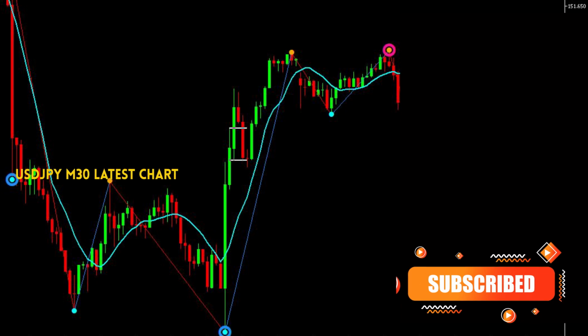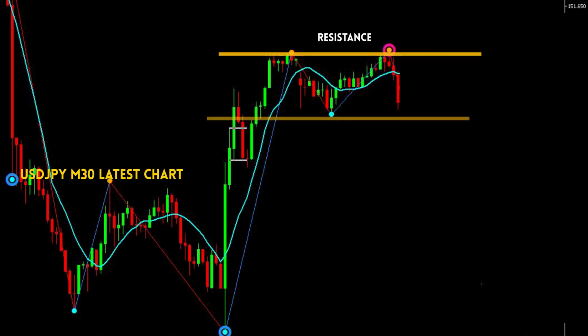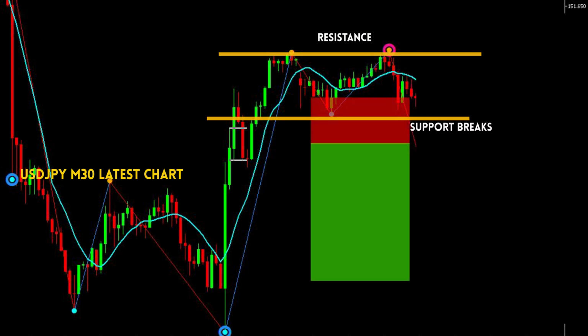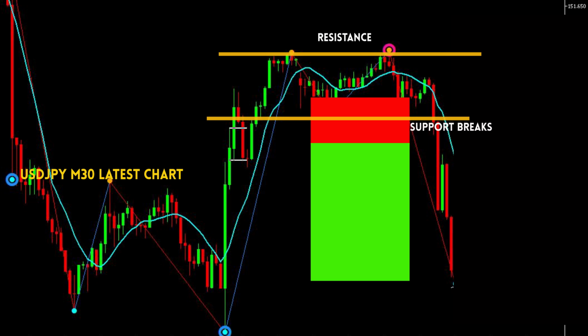Next example. In this USD/JPY M30 chart, we saw clear resistance and support levels. Let's wait for the break of the support area to enter a sell trade. Stop loss and take profit are defined clearly on the screen for your learning purpose. Take maximum profit and exit the market and wait for the next trade setup.